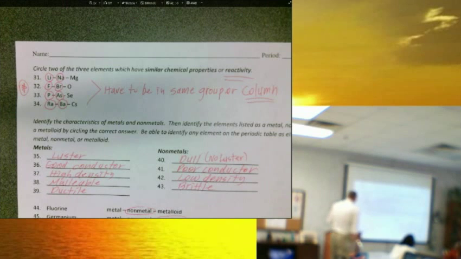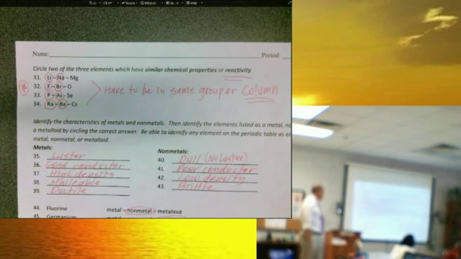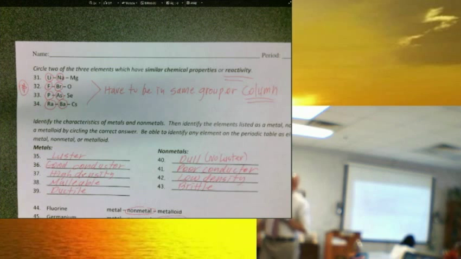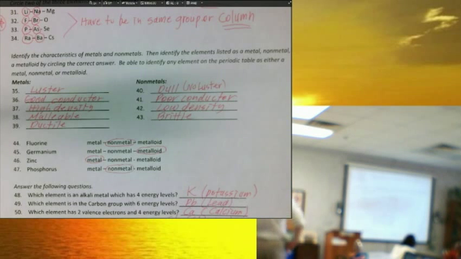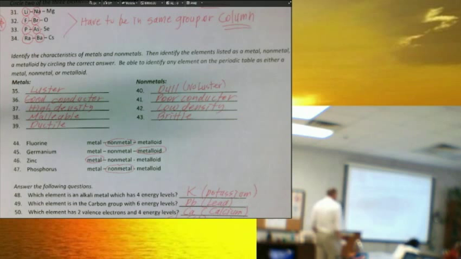Valence electrons. Okay, identify the characteristics of metals, nonmetals. The metals, of course, have luster. They're good conductors. They have high density. They're malleable and ductile. This you began learning way back in sixth grade. You did a lot of it, and you did some experiments with it. Non-metals are dull. That means they have no luster. Poor conductors, low density, and they're brittle.